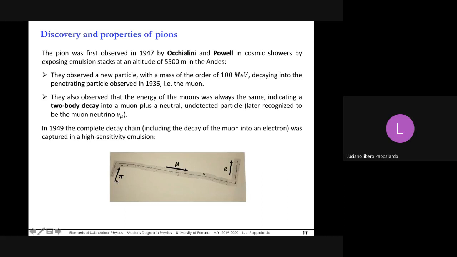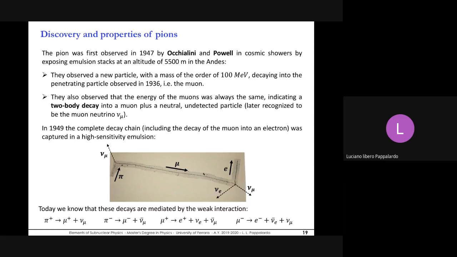So essentially, they saw the track of the incoming pion. Then the pion decayed at some point, so they observed the track of the muon, and then the muon decayed, so they also observed the electron, which is the final state decay of the charged particle of the muon. Okay. So today we know that this decay chain is a bit more complicated.